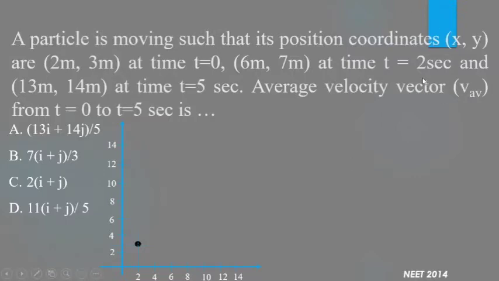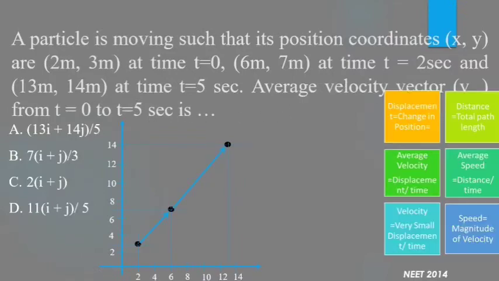At time t equal to 2 seconds, the particle is at 6 meters, 7 meters. So this point is somewhere here. And after that, the particle is at 13 meters and 14 meters at time t equal to 5 seconds. So the particle started from this point and goes up to this point. So we need to find out the average velocity vector from t equal to 0 to t equal to 5 seconds. You should remember the definition for average velocity, that is equal to displacement upon time.